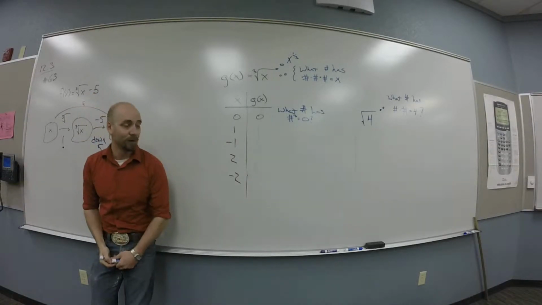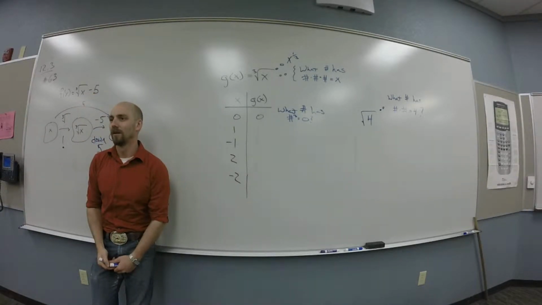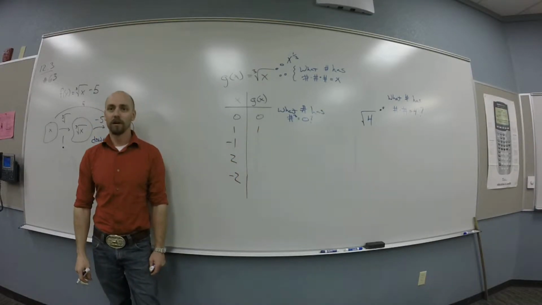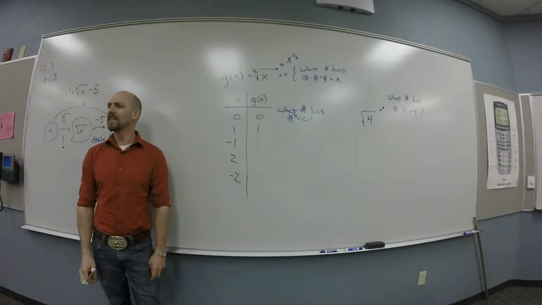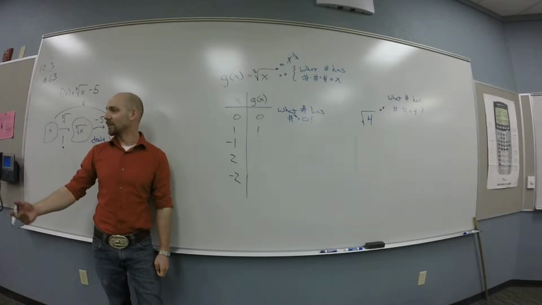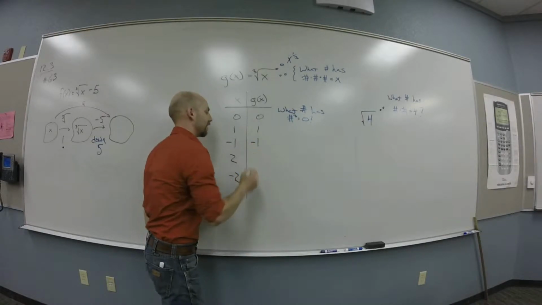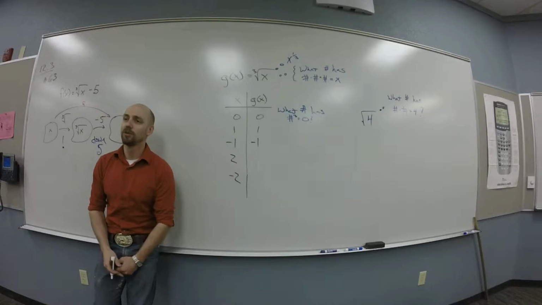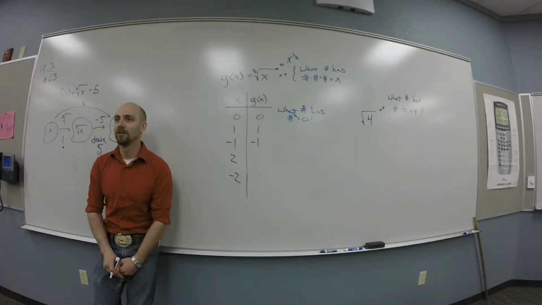Okay, how about 1? What number do you cube to get 1? 1. What number do you cube to get -1? Oh, that's different than square rooting, right? Square rooting doesn't know how to deal with negatives, but cube rooting does, because it's an odd power. You with me on that? What number do you cube to get 2?